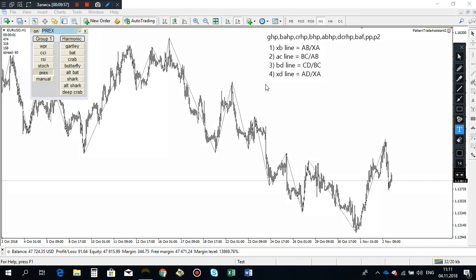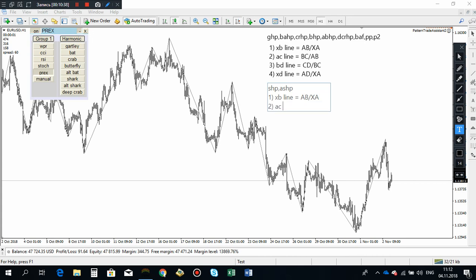Let me use another text. And in this group we will have a shock pattern and alternative shock pattern. I call it alternative shock pattern because it goes to complete at 113, similar to alternative bat, but it is called shock. They are all called shocks. First, the X to B line of a shock pattern or alternative shock pattern is AB divided by XA. I will show you the example in a second.